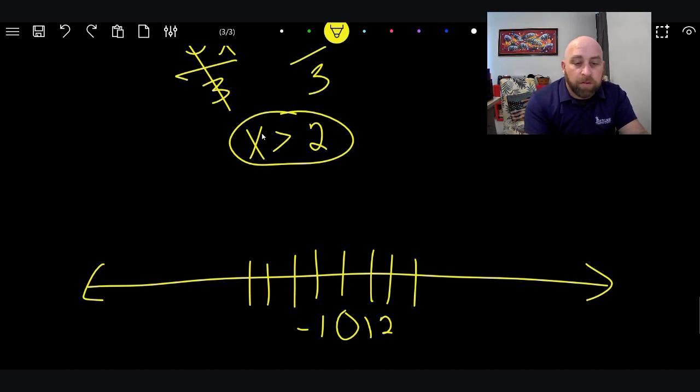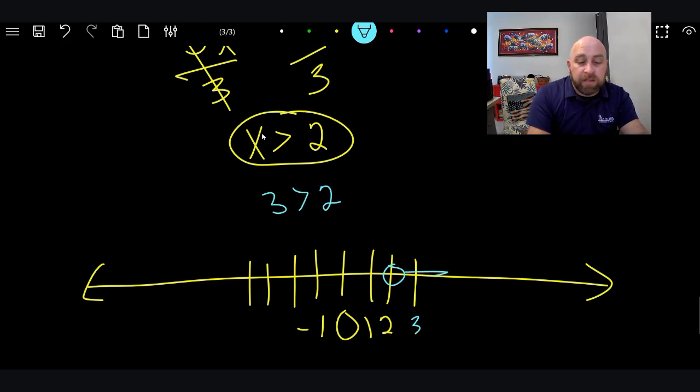It's not that important. And then I'm going to come here and I'm going to circle the critical number. In this case, I would not fill it in because it is not equal to, and I would test a point. So we could test 3. 3 is greater than 2. Yes, it is. So we would color in that side of our graph. Okay.